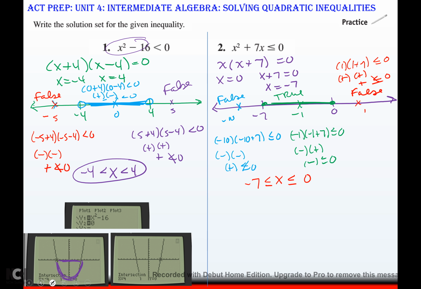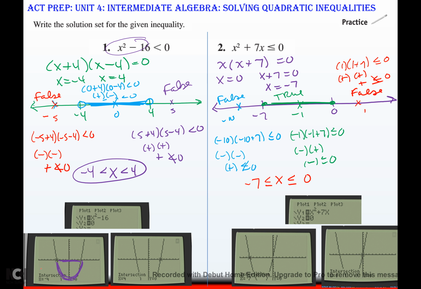And if you look at the graph, okay, typed it in, they want to know, when is it below 0, which is here, which corresponds to the x's in the middle.